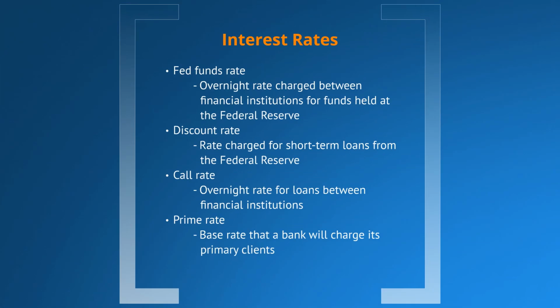Now, we hear a lot about different types of interest rates, and there's a few different kinds, starting with the Fed funds rate, discount rates, call rates, and the prime rate. And these are mainly directed at different types of borrowers and lenders, and the rates themselves are very different because of those factors.